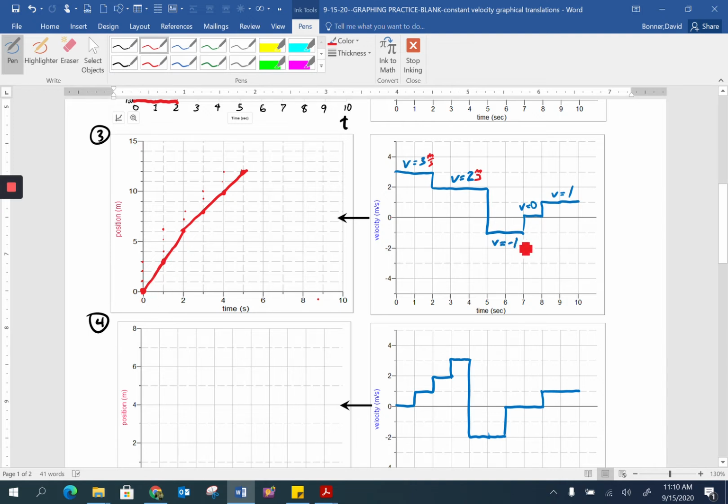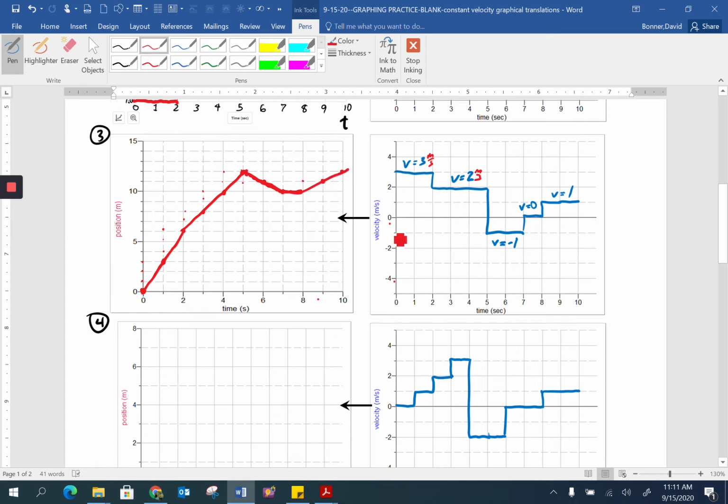Now we're going to be going -1 for 2 seconds. So it's going to be going down 1 over 1, down 1 over 1. At this point, it's stopped. So whatever position it has, in this case, 10 meters is where it's standing on a tape measure, it's just going to hold that flat. And then it's going to be moving up 1 over 1, up 1 over 1 for the last 2 seconds.